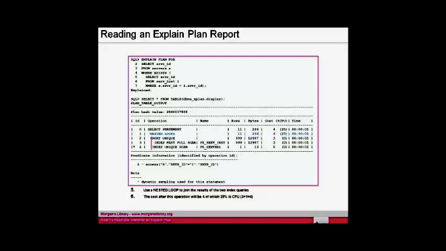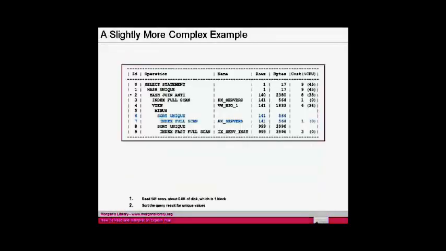So the total cost at this point is 4. 25% of that 4 is the CPU, so you've got 3 plus 1. And that's what you should end up with in terms of what is reported back to the client. Let's take a look at a slightly more complex explain plan.